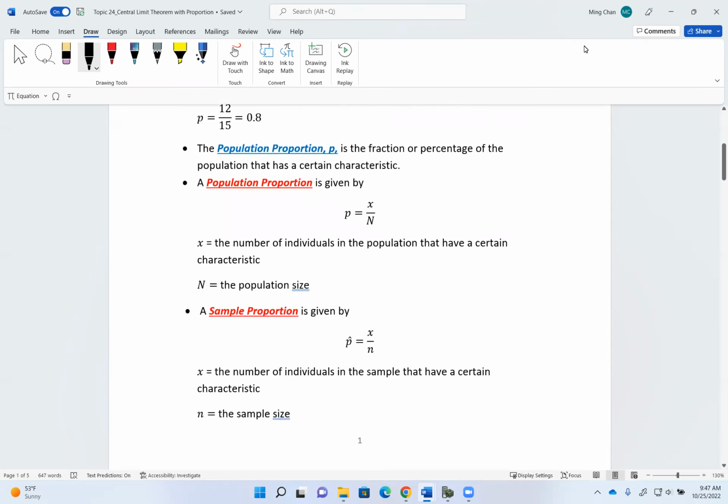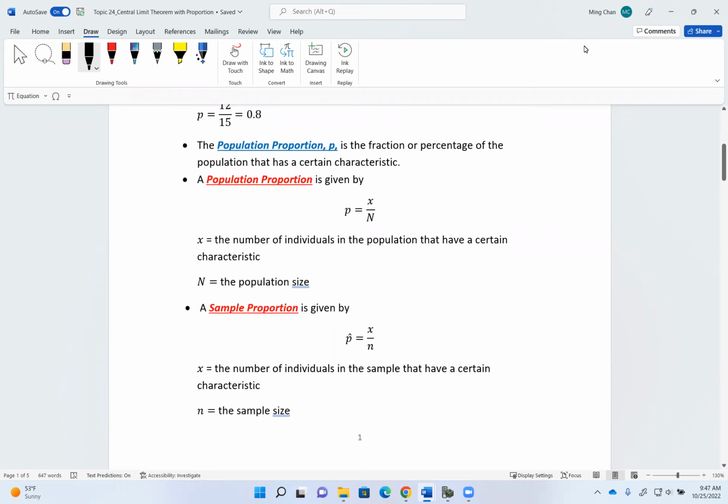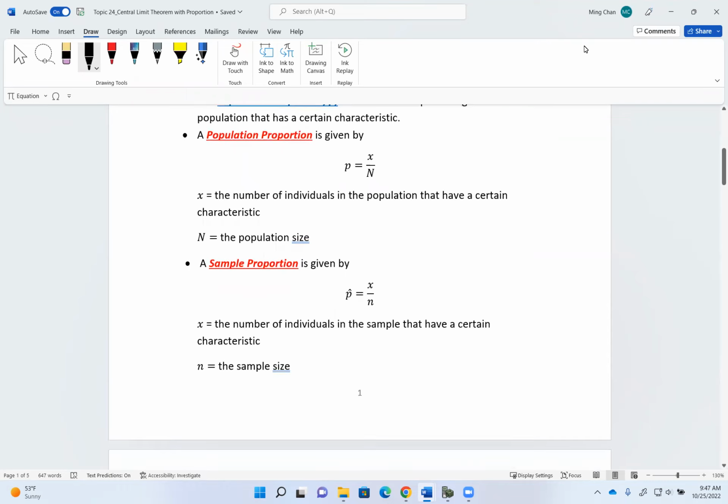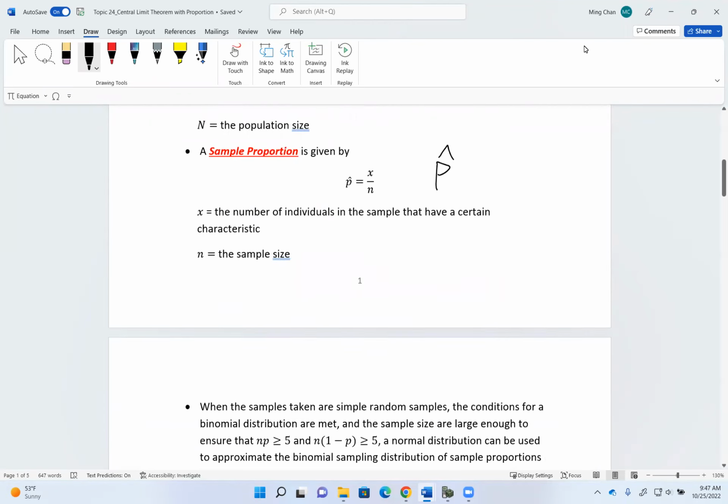Now, the sample proportion. When we're taking small samples of these percentages, it is given by p hat. This is called p hat, which is the number of individuals in the sample that have the same characteristic divided by the sample size. So the sample proportion is called p hat, and the population proportion is called p.